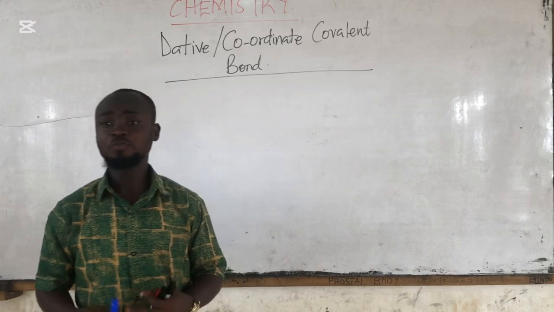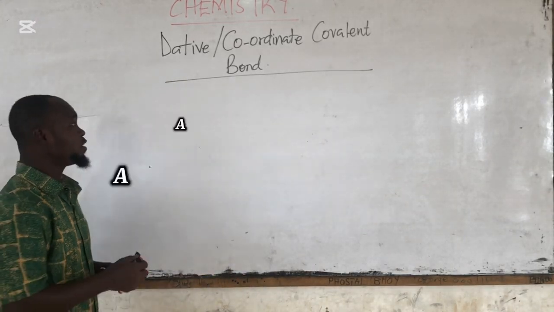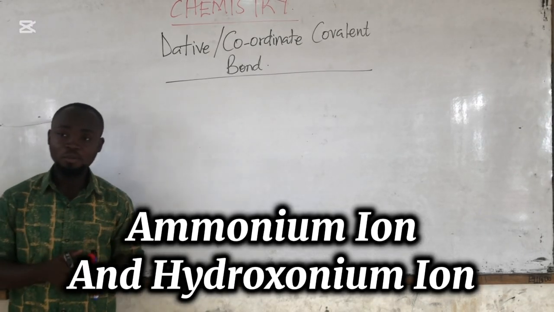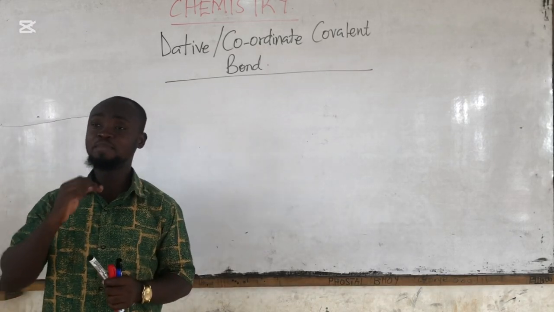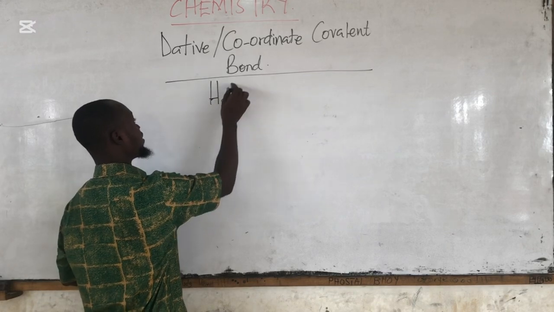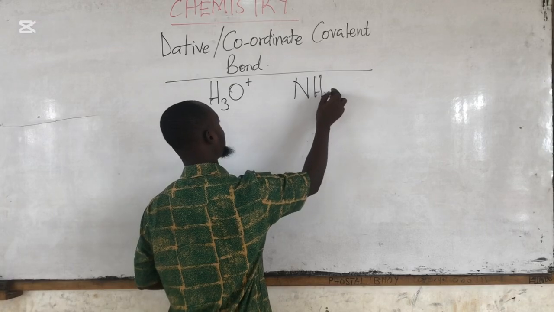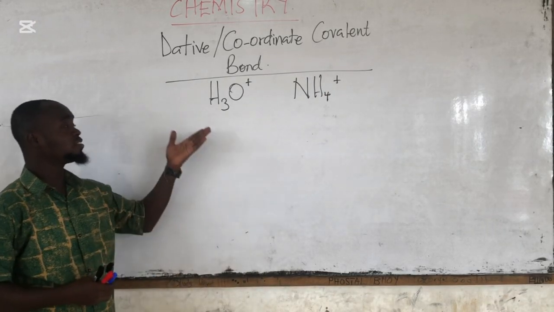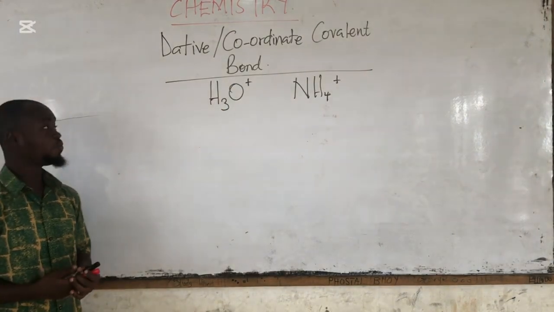Let's look at some examples of species that exhibit dative covalency or coordinate covalency. Common examples are the hydronium ion and the ammonium ion. So we're going to use these as our basis for illustration. So we have H3O+ and also we have NH4+.